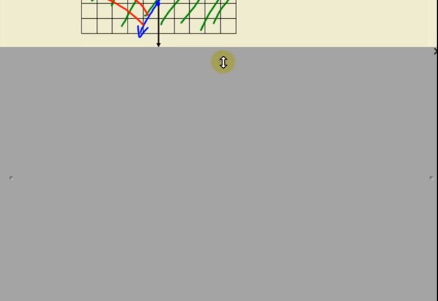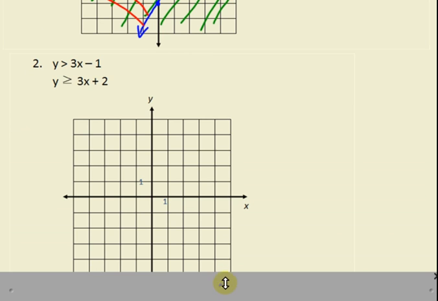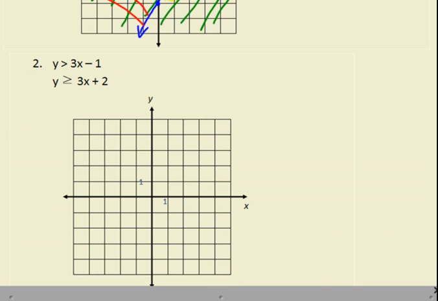Okay, let's look at number 2. y greater than 3x minus 1 and y greater than or equal to 3x plus 2. So for our first line, we have a y-intercept of negative 1, a slope of 3. So 1, 2, 3, and over 1. And this is going to be a dashed line because it cannot be equal to. And so it looks something like this, very roughly speaking.